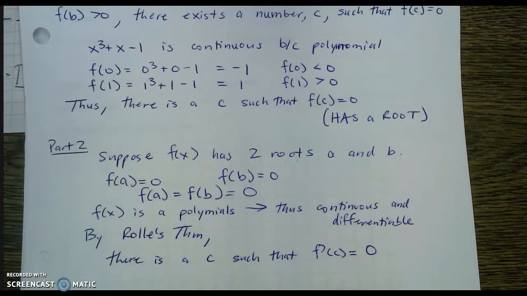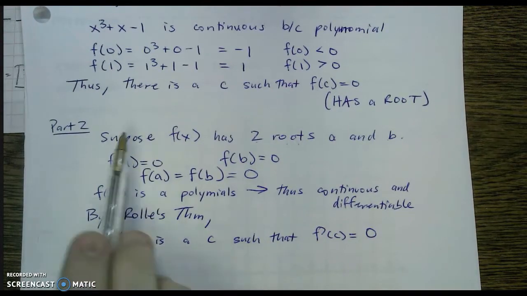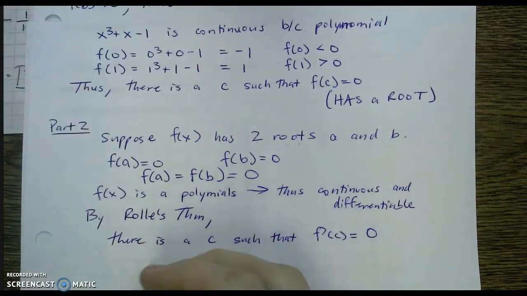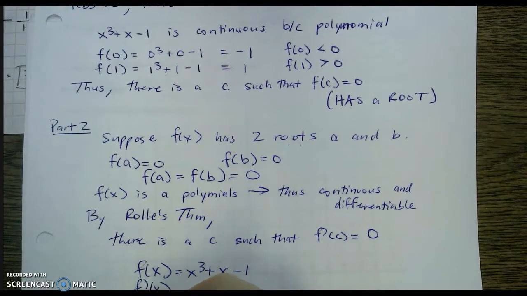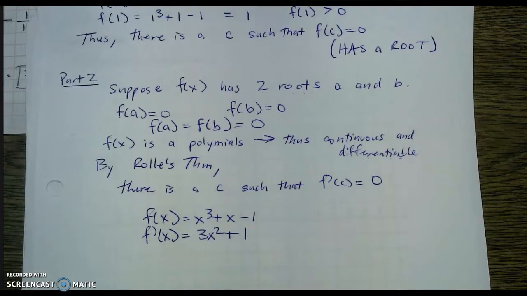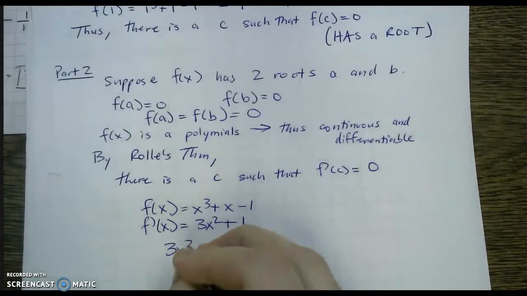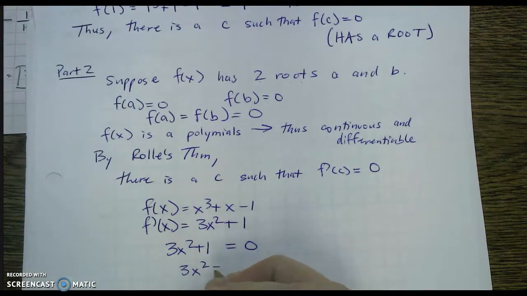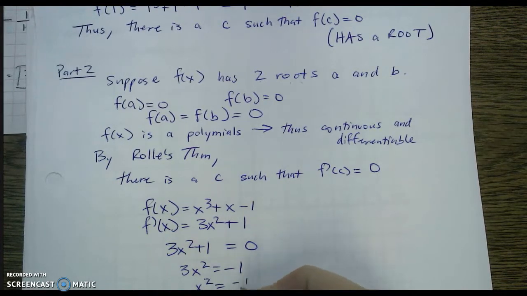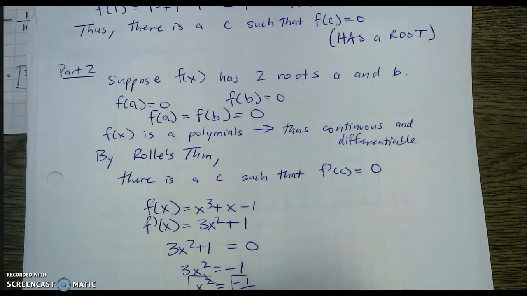So what are we going to do then? We're going to find the derivative of the function that they gave us, and we are going to set it equal to 0. So let's take the function they gave us, x cubed plus x minus 1. We're going to find the derivative, which is 3x squared plus 1. And if I set it equal to 0, I subtract 1 to the other side, divide by 3, take the square root, and we get imaginary numbers.